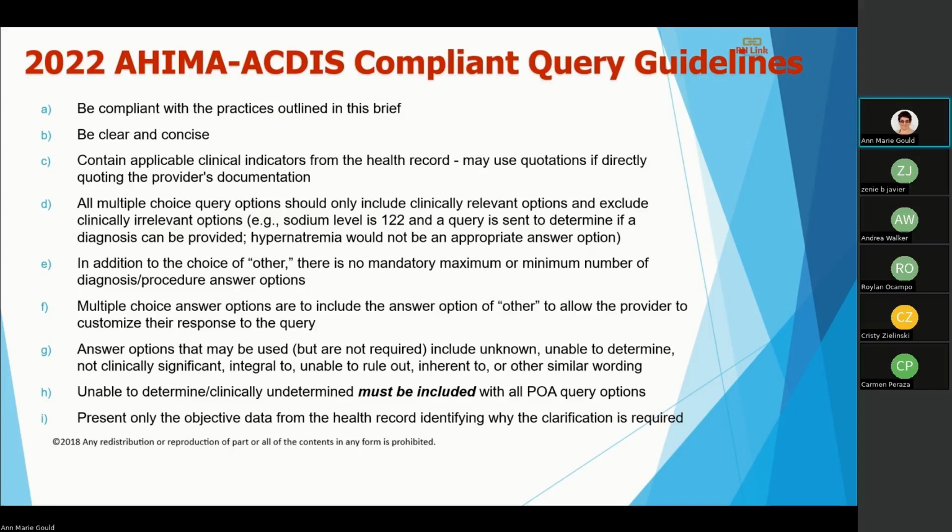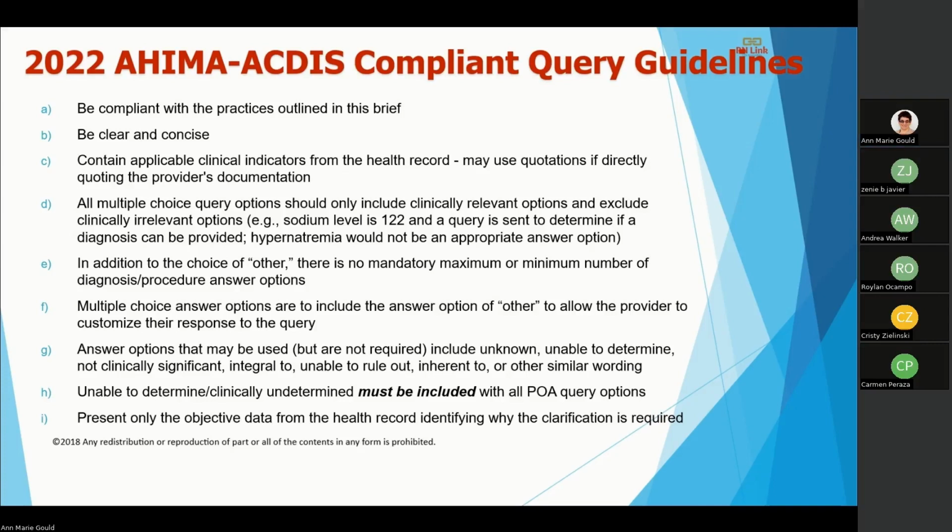You want to apply the clinical indicators from the health record within the query, and you use quotations if directly quoting the provider's documentation. All your multiple choice query options should only include clinically relevant options and exclude clinically irrelevant options. For example, if you have a sodium level of 122 and a query is sent to determine the diagnosis, hypernatremia would not be an appropriate answer option within your query. So you only want clinically relevant options within all queries now.